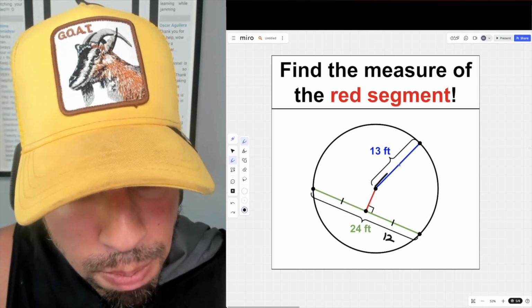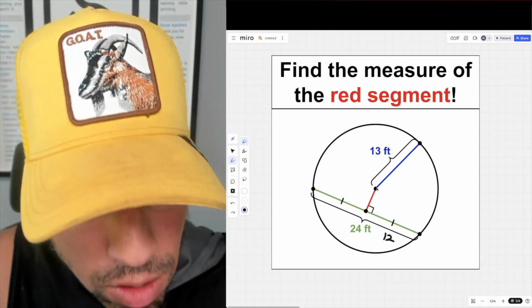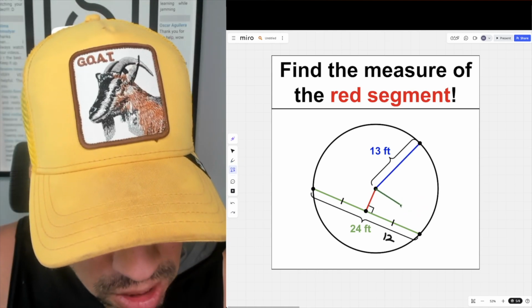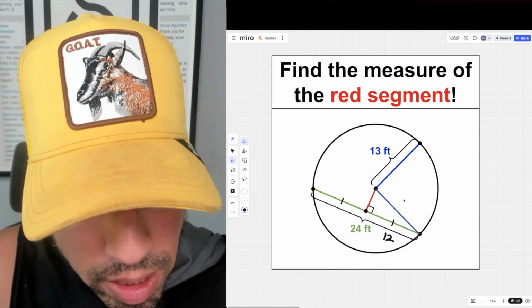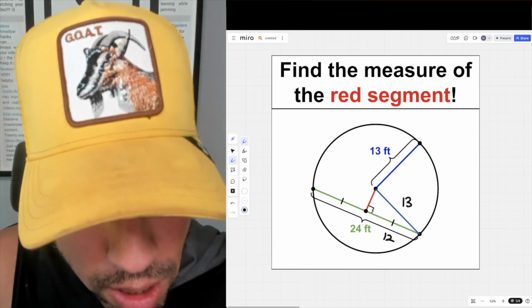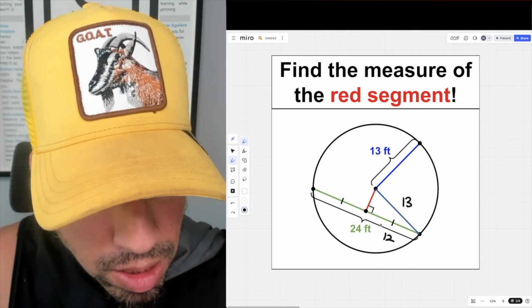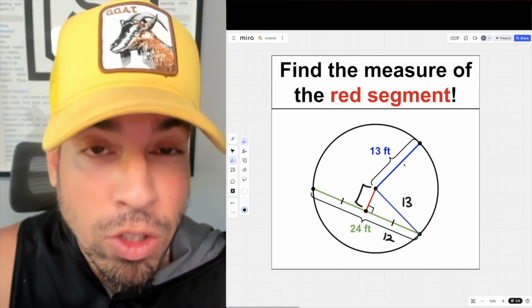If you notice, the blue segment is not just any segment, it's coming from the center, and it is the radius of the circle, which means if I were to draw another segment from the center out to the edge, this would also be a radius and would again be 13 feet. So now what you see is that we have a right triangle with the hypotenuse being 13 and this other leg being 12. Now to find the missing leg, aka the red segment, we can use Pythagorean's theorem.